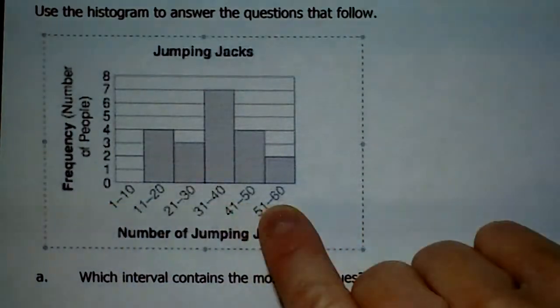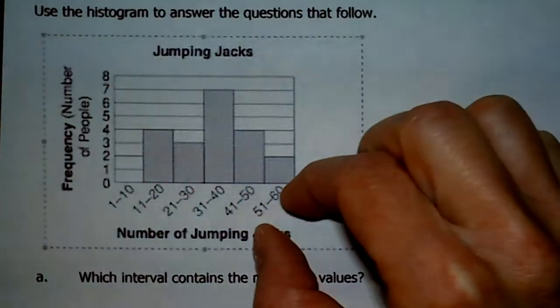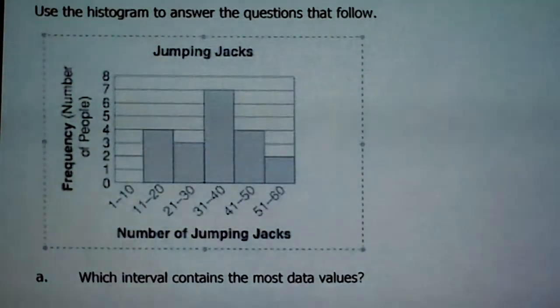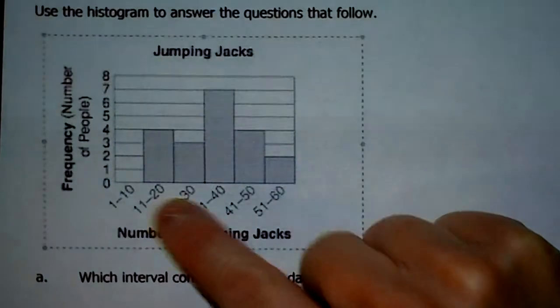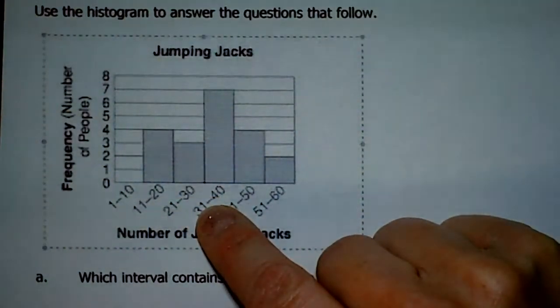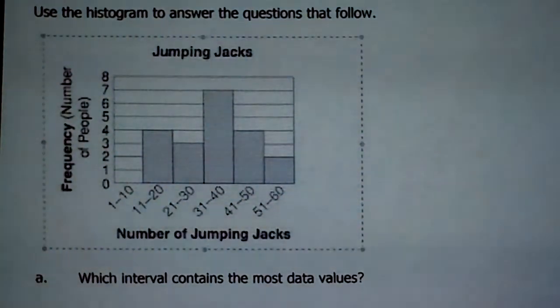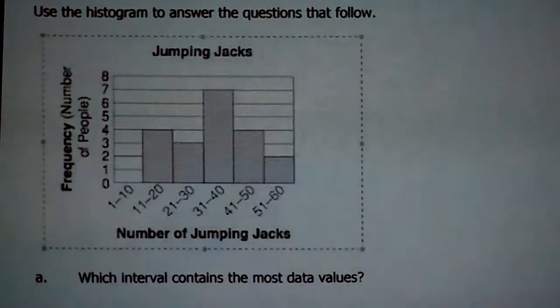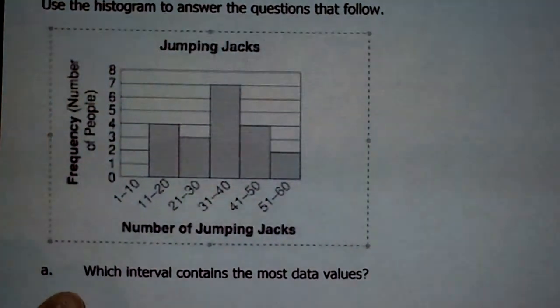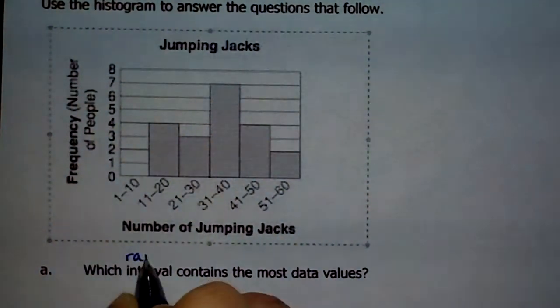Notice that these are equal increments here. There's the same number of values in each range. It has to be that way. I couldn't say 11 to 20 and then here say 21 to 40 and then say 41 to 52. They have to be equal increments down here as well. So just a side note, something to know when you're making a histogram. All right, so we just need to read this thing. Letter A says, which interval contains the most data values? And when I say that word interval, that just means which number range.